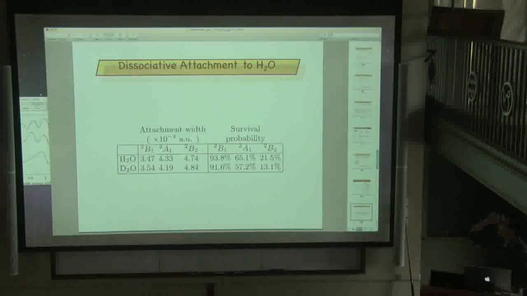Here I've just put up the numbers. I'm going to show some more results, but what I basically want to point your eye to is the survival probability. These are again for these 3 states in H2O, low to high, B1, A1, B2. I just want to point out that the survival probability for B2 is relatively low, so we'd expect that it'd be harder to calculate the B2.